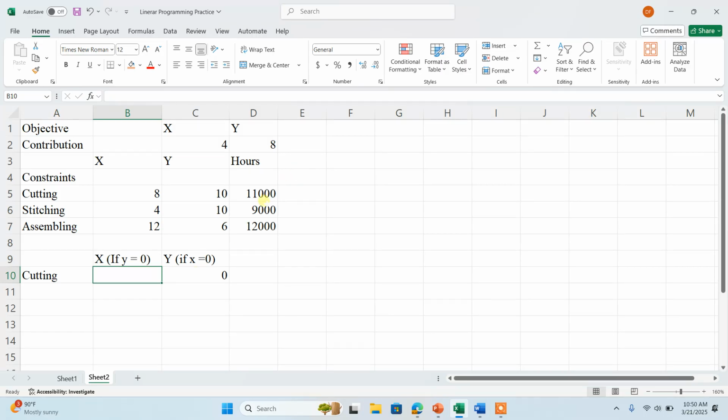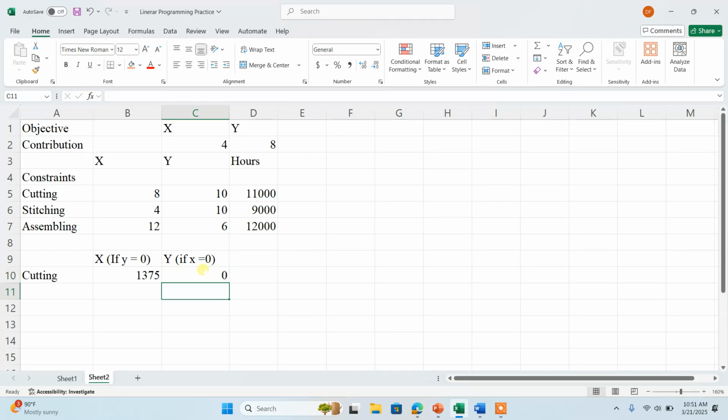You can see that in cutting department I have total 11,000 hours. I'm not producing any unit of the y. So how much x can I produce? 11,000 divided by 8 hours. So the maximum number of x which I can produce is 1,375 units if I'm not producing any single y.